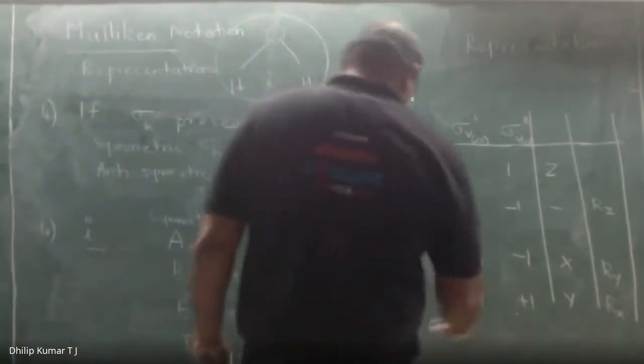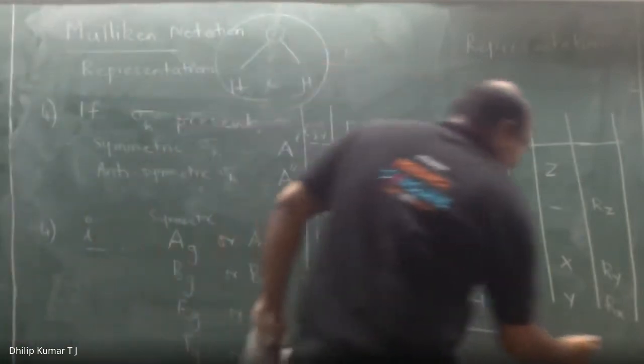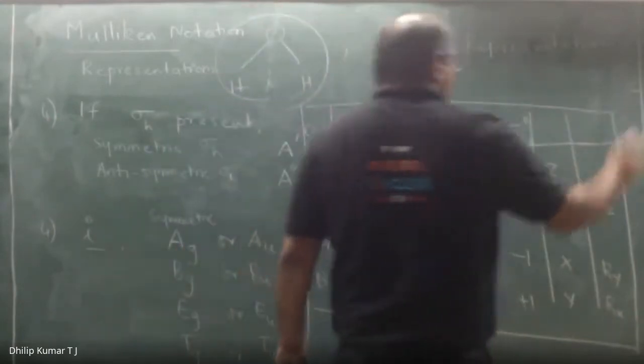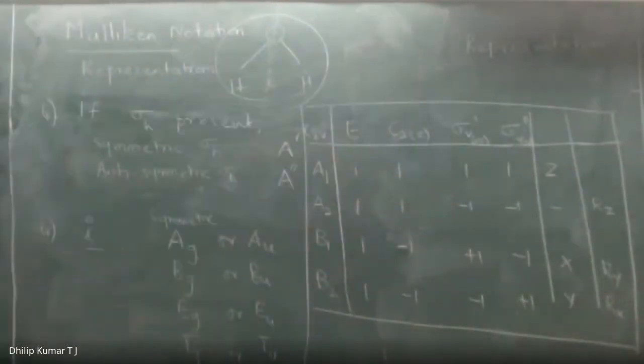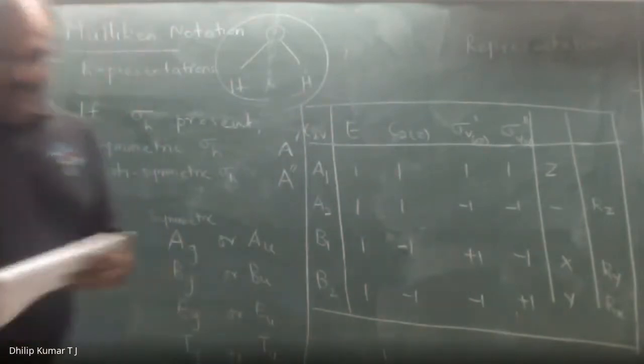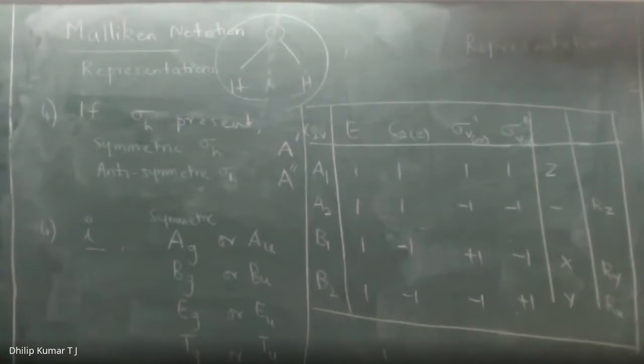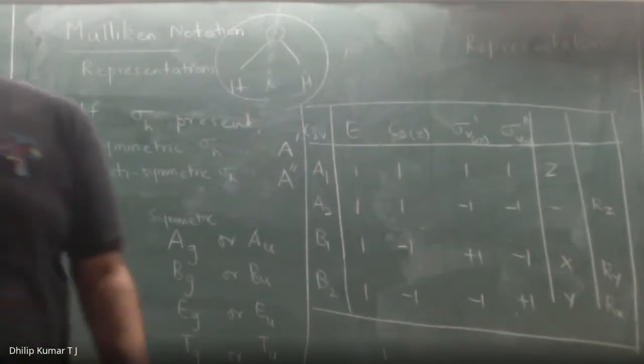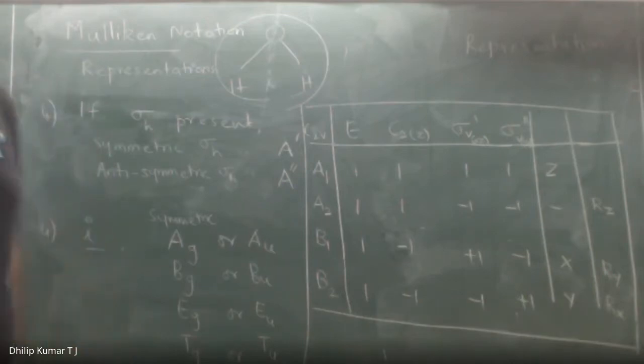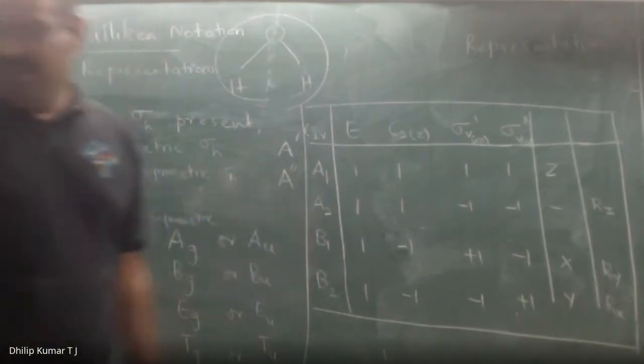Okay, so this is the character table for the water molecule. Partially I have written it. There is one more column, but I didn't write that. But this is the character table for the water molecule. So what is a character table? A character table contains various symmetry operations and their characters in a table. Technically, it is a table listing all irreducible representations of a point group.